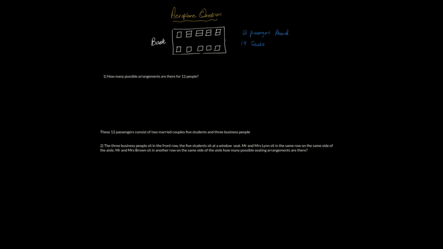So we have 14 seats and 12 passengers. First of all, how many possible arrangements are there for 12 people? So 14C12 into 12 factorial. That will give you 4.35 into 10 to the power 10.